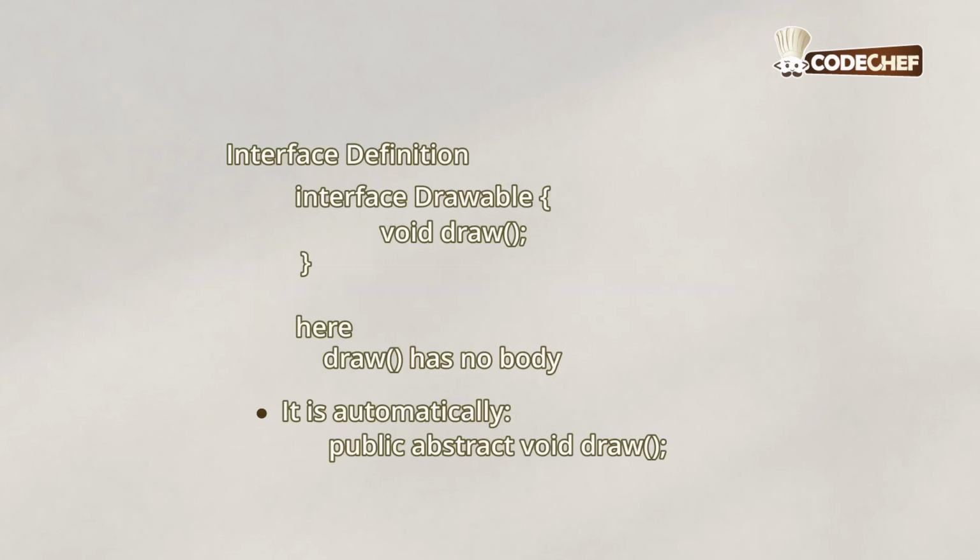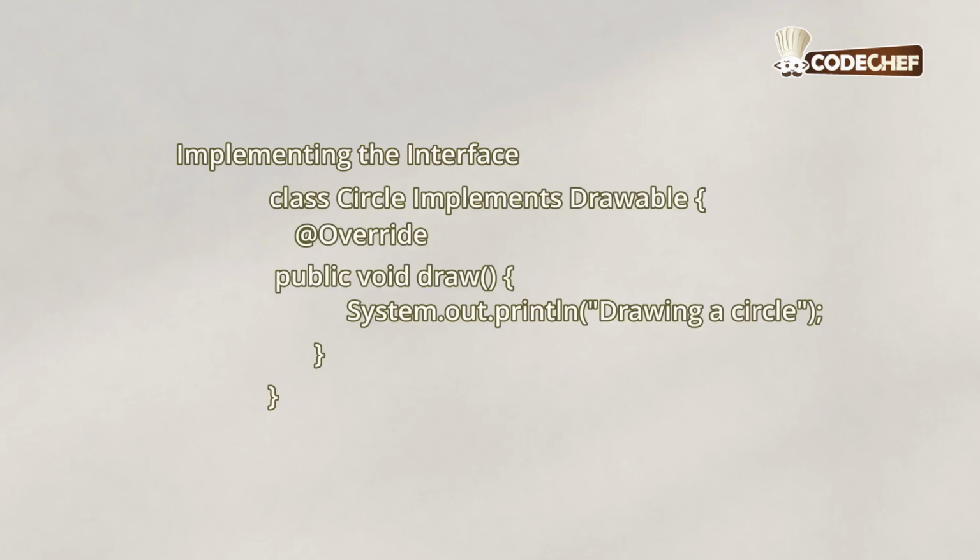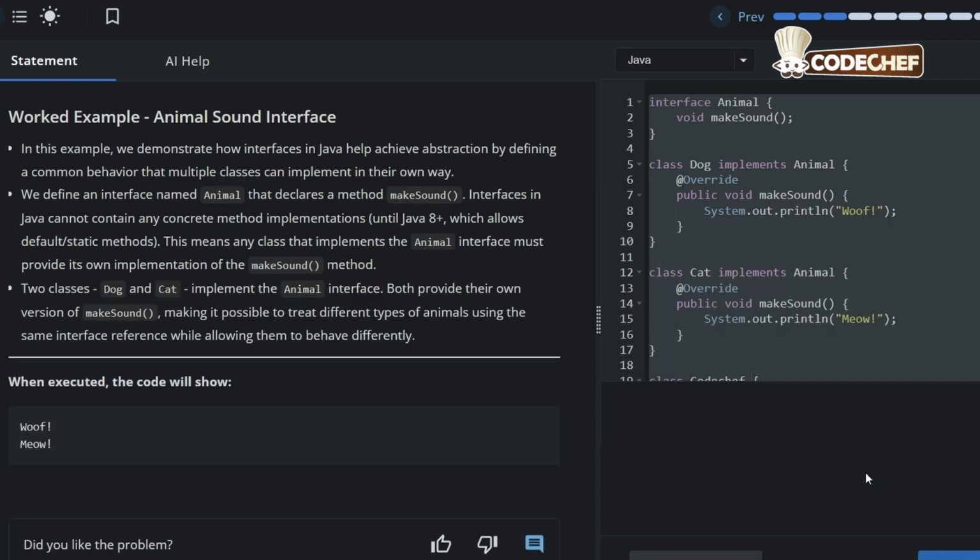So here, draw has no body. It is automatically public abstract void draw. Implementing the interface. This class uses implements. It provides the draw method. Now let's look at an example here.